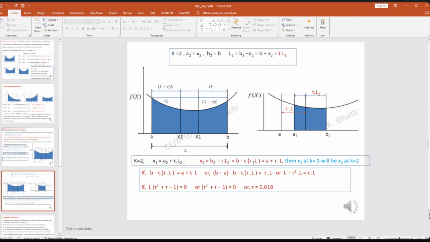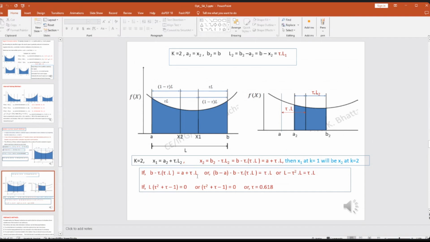Suppose this x2, my intention, my desire is that it should coincide with the x1 of the previous iteration. Is it my intention or not? Yes, sir. Because then we need not evaluate the function value at this point. So now the x1 is equal to a plus tau L, the previous point. We make them equal: b minus tau into tau L is equal to a plus tau L.